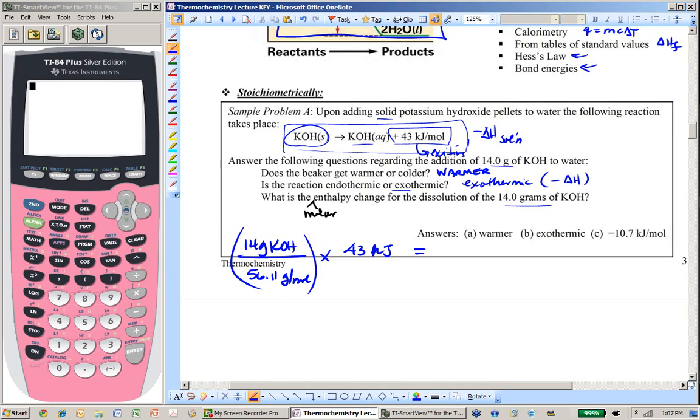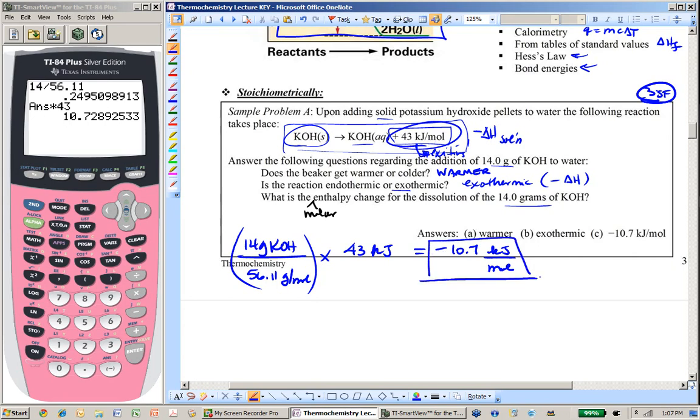We should come out with 14 divided by 56.11 times 43. 10.7298. How many sig figs do we want? I see 3. I'm going with 3. So I'm looking at my calculator, and I see 10.7. So 10.7 is the absolute value in kilojoules per mole. But what should we put on it as a sign? Well, it got warmer because it let heat out of the system, as it shows us right here yet again. So you've got to supply the negative on that number, and that's what's going to get you.